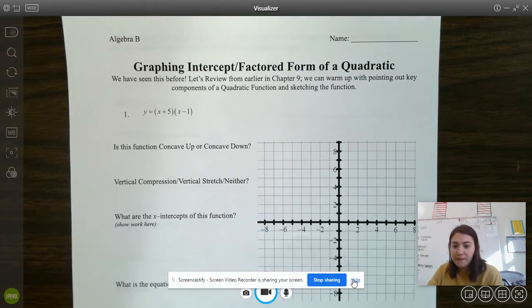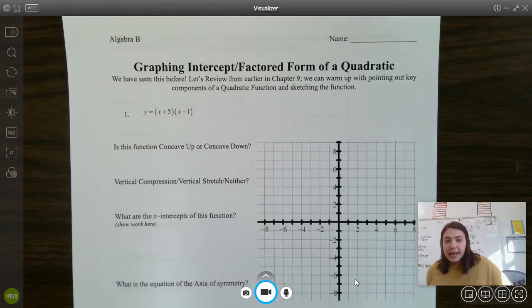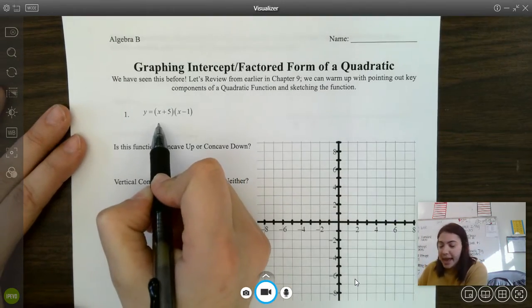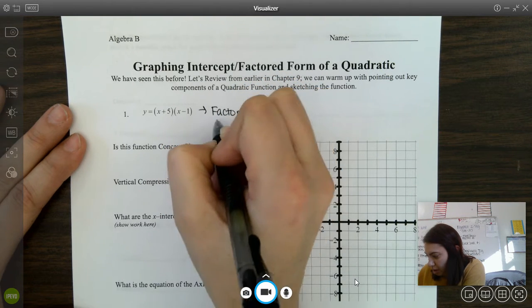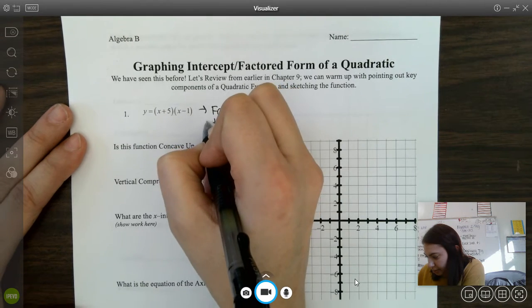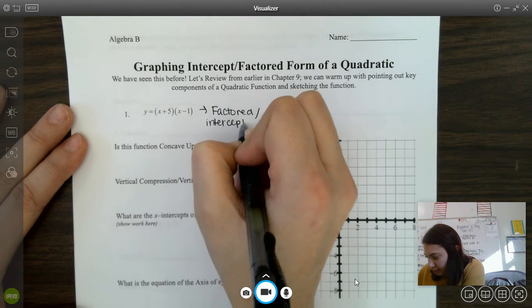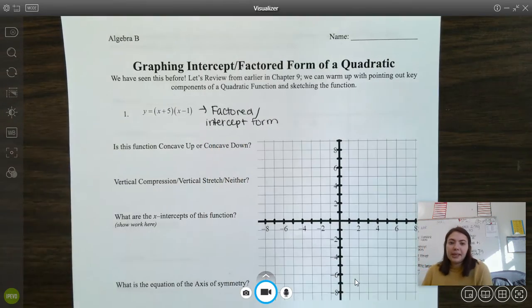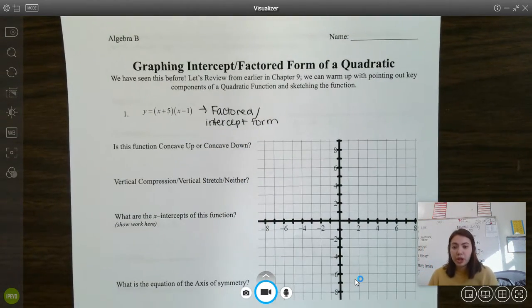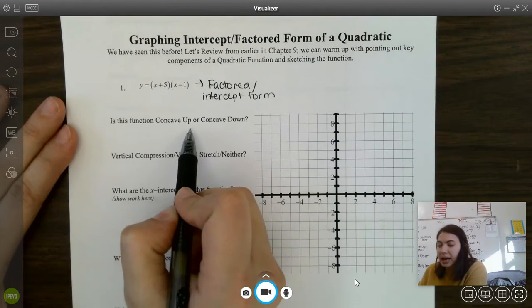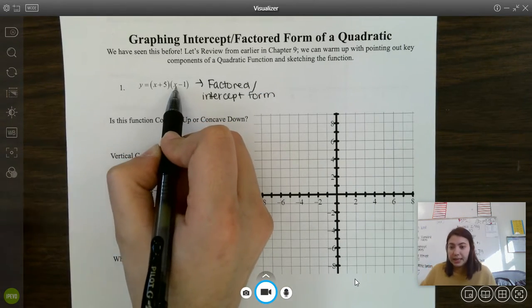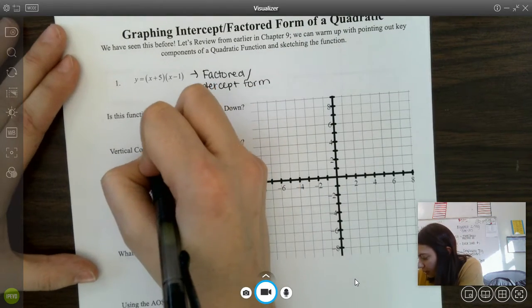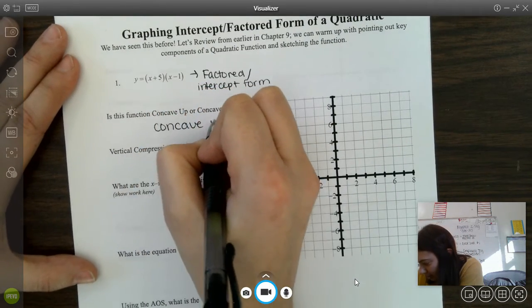material. So first off, we see a quadratic, and we know right away that this is in factored form, or sometimes we call it intercept form. Some of those key components to your quadratic are still the same. For example, is this function concave up or concave down? Well, if you notice, we don't see any negative at all in the function. So we're going to go ahead and label this parabola as concave up.